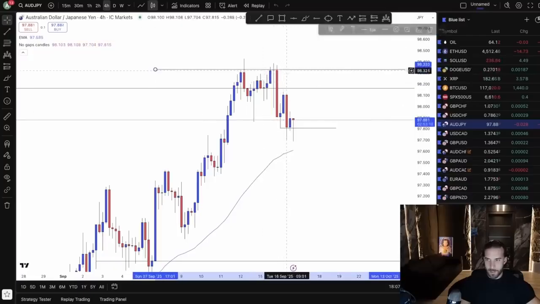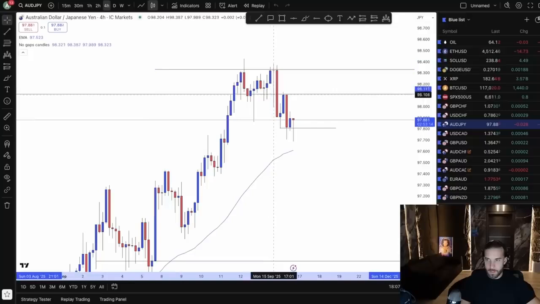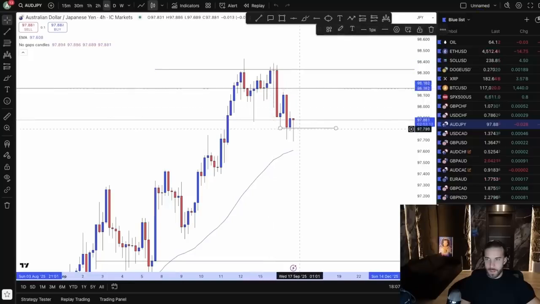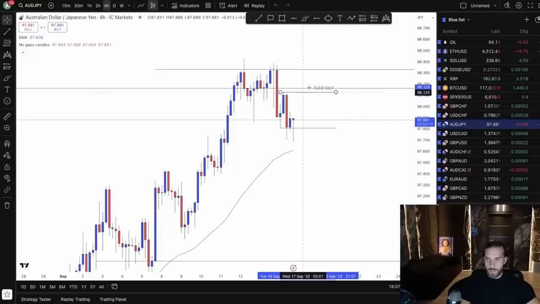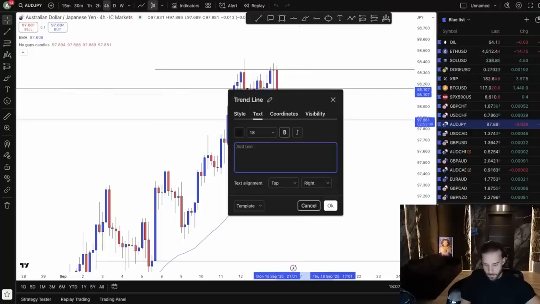Let me just put that right back up there. I think there should be a label right there. So this is the 4-hour lower low, and then this is the 4-hour lower high. 4-hour lower high, 4-hour lower low.